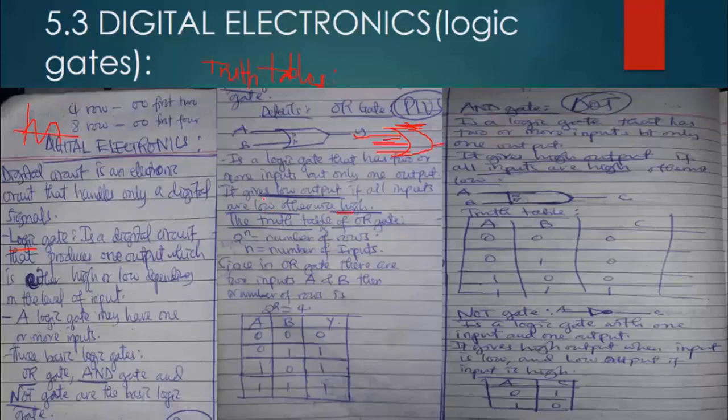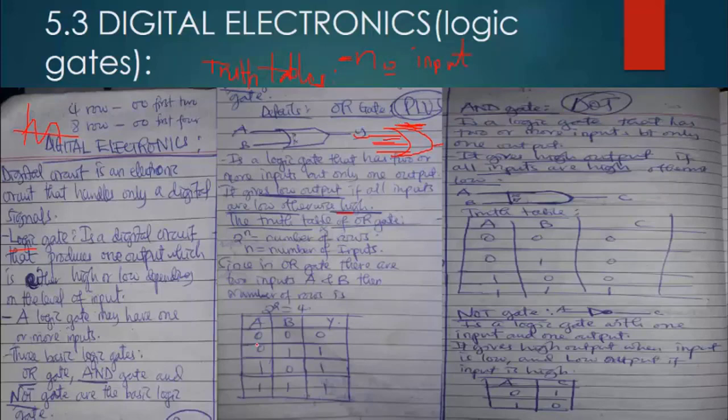Don't worry about this statement. The issue is how to do it. Okay, so when we speak of the truth table of an OR gate, first, how do we form truth tables? The first thing you should consider when forming a truth table is the number of inputs. That's the first thing you should consider.